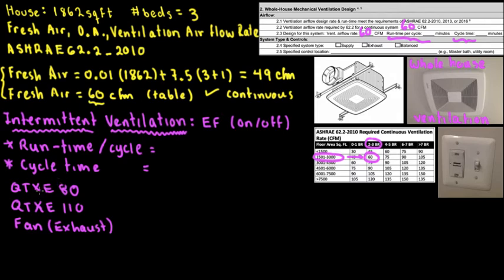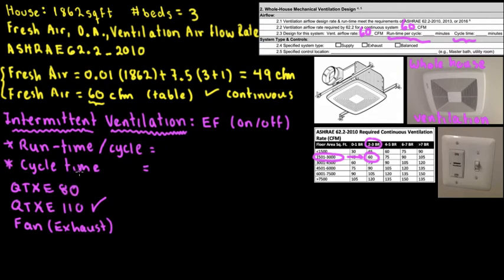For QTXE there are different exhaust fans. QTXE 80 means 80 CFM, and QTXE 110 means 110 CFM. For 60 CFM needed, you have 80 here, but we're going to go for the 110 to be safe. We can also go for the 80, but your fan is going to be running more time. So let's put the 110.